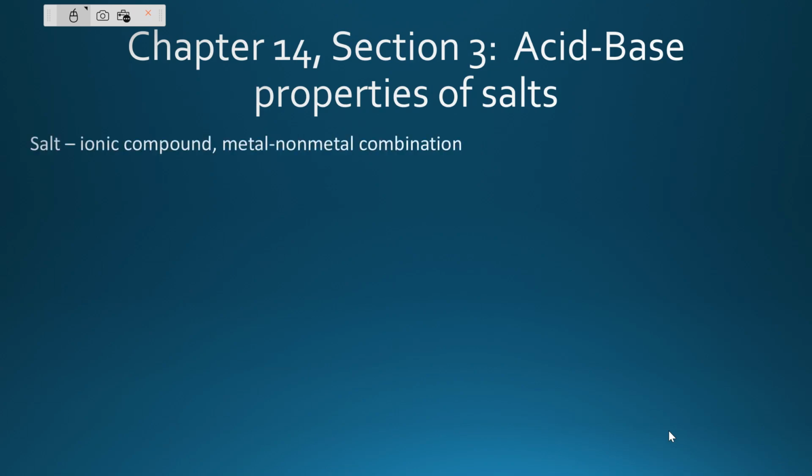So salts of any kind, we always think of table salt being sodium chloride, but salts are by definition anything that's an ionic compound, a metal with a non-metal. That's a combination of those things. And there are three types of salts that produce a particular pH, and we're going to be looking at those in turn.